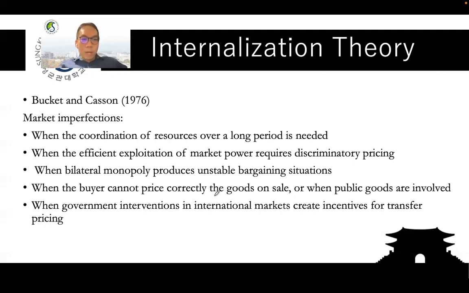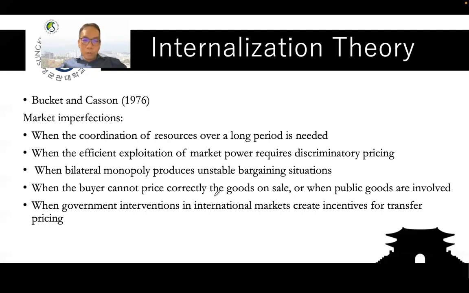The second one here: when the efficient exploitation of market power requires discriminatory pricing. So if you want to gain power, you might need this kind of discriminatory pricing, not following the market pricing. If you have your own suppliers, definitely you could determine the internal transfer pricing, right? Whatever price you want to buy from your suppliers, because your suppliers belong to you as well, right? You see the situation. It's better to internalize if you need that market power and discriminatory pricing.